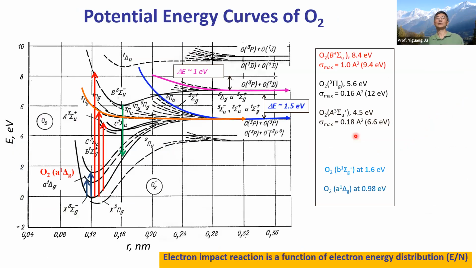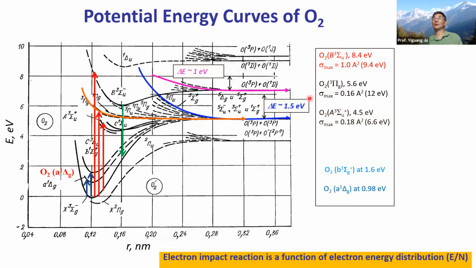So let's look at the oxygen. If you look at the energy states in terms of interatomic distance, the lowest excited state of oxygen is O2 a singlet. It only requires 1 electron volt, probably 0.98 electron volt. The next one is the oxygen B state, which is only 1.6 electron volt. And if you have high electron energy, you can excite the O2 A state somewhere here, which is 4.5 electron volt. You can excite the pi state and B state, that's higher.